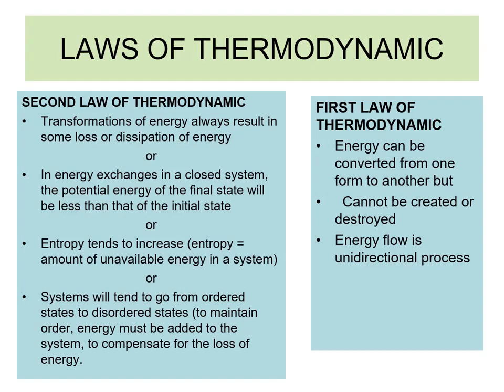The second law of thermodynamics states that the transformation of energy always results in some loss or dissipation of energy. It means the efficiency is never 100%. So when the energy moves from one trophic level to another, there is a loss of energy. That is according to the second law of thermodynamics. So in energy exchanges in a closed system, the potential energy of the final state will be less than the initial state.